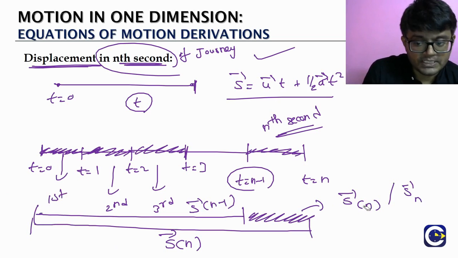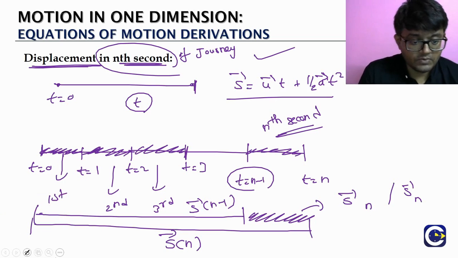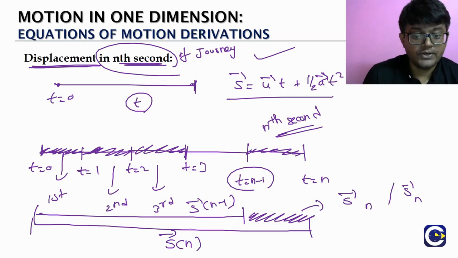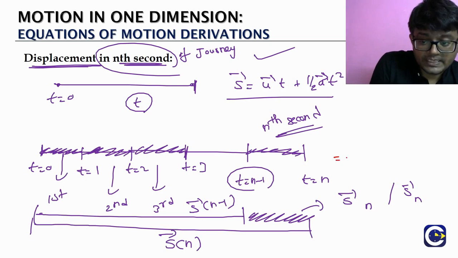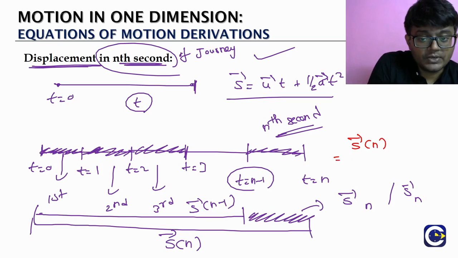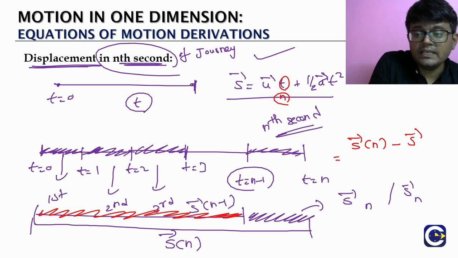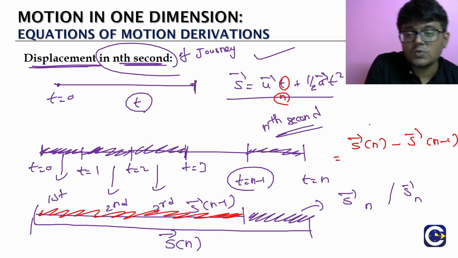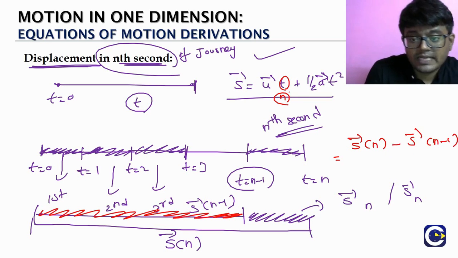So here we'll put the n as a subscript. This is what we are calling the displacement in the nth second of the journey. By now you would have understood how we are going to get this value. This value is nothing but the total displacement in n seconds, which we get by putting t is equal to n, minus, from that we have to subtract the displacement in n minus 1 seconds. Means the same formula, we will put t is equal to n minus 1.